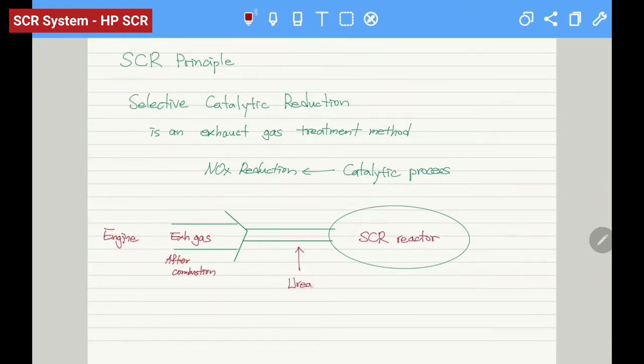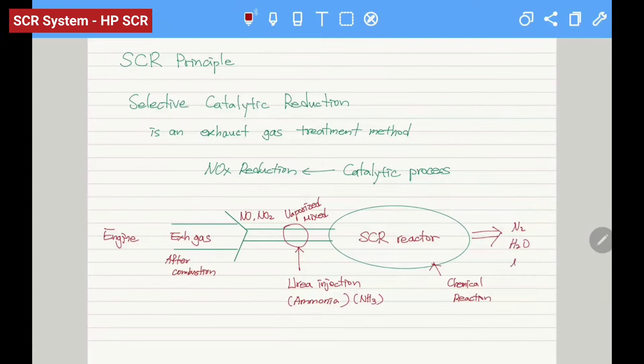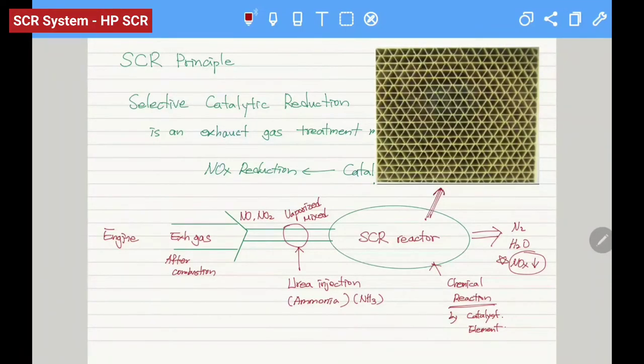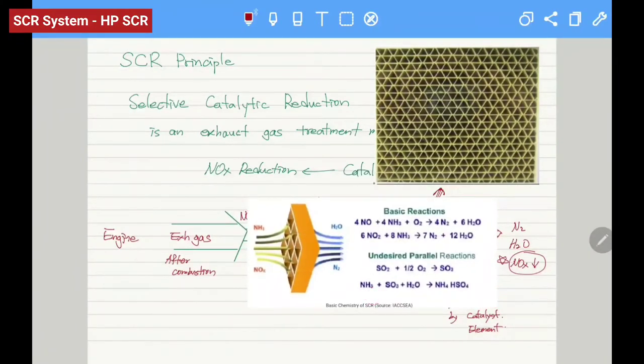Before going to the SCR reactor, we have urea injection here. So NO, NO2 in exhaust gas and NH3 from urea will be vaporized and mixed here. These gases go to the SCR reactor, where we have a chemical reaction. Finally, we have N2 and H2O as a result, so we have NOx reduction. The chemical reaction in the SCR reactor occurs by a catalyst. This is the catalyst in the SCR reactor. Let's have a look. NOx from exhaust gas and NH3 from urea go to the element catalyst and become H2O and N2.